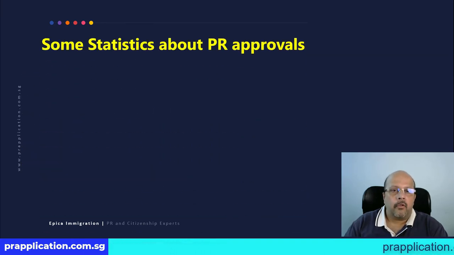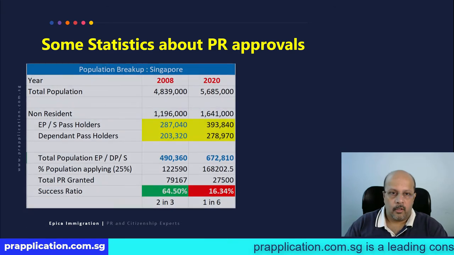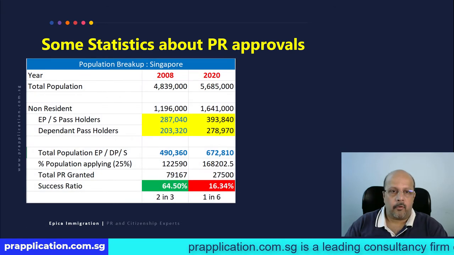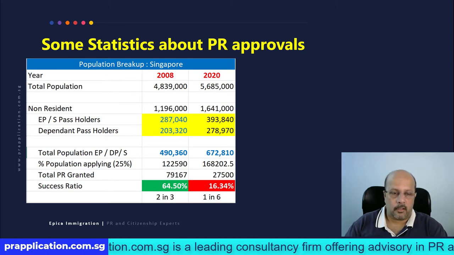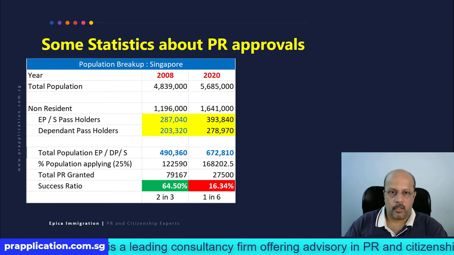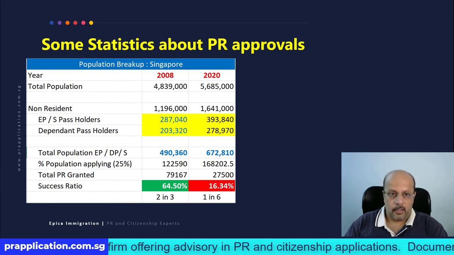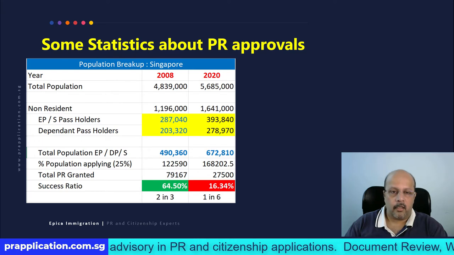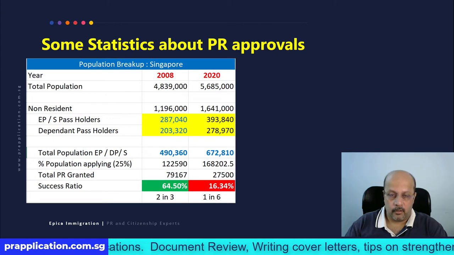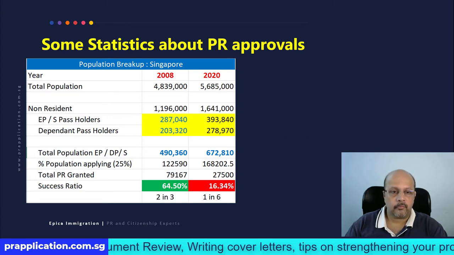Now here we will have a look at some statistics about PR approvals. Here I am presenting population breakup, applicants and PR success ratio for year 2008 versus year 2020. The non-resident population in 2008 was 1.19 million, which grew to 1.64 million in 2020.